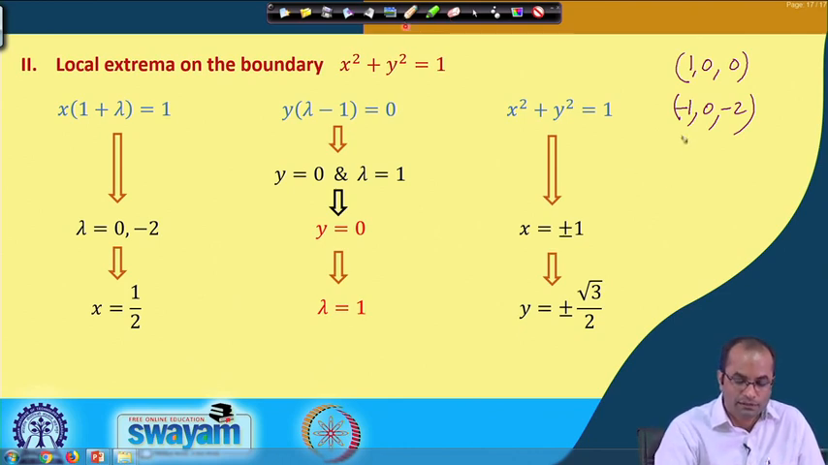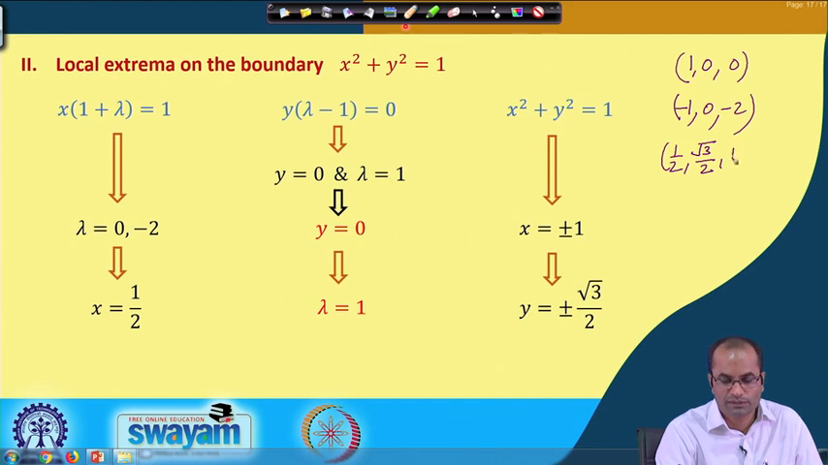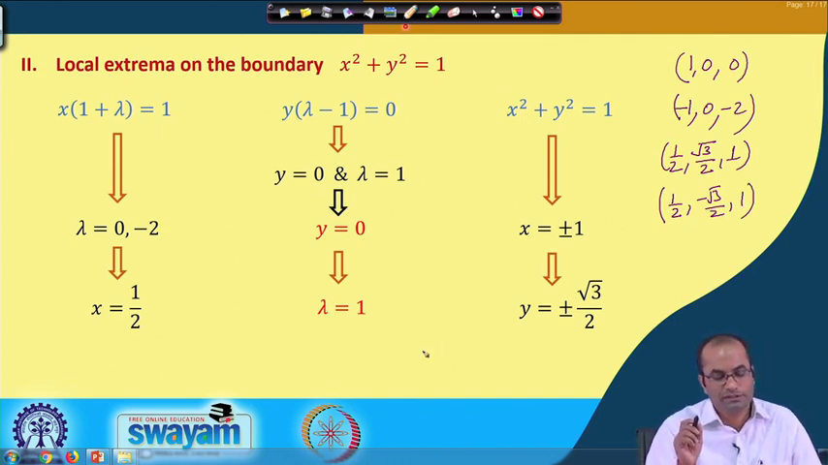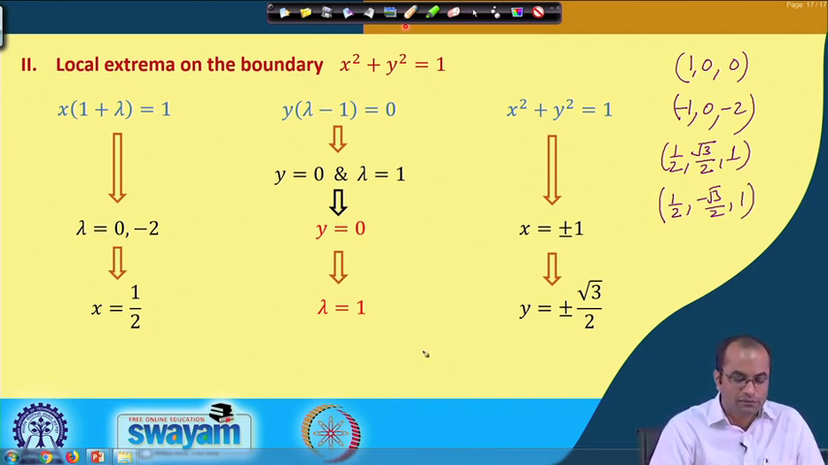So, our points are now x is half, and then y, let us take the plus 1 plus 3 by 2, lambda is 1. This is one point which satisfies all these three equations, and then we have x is 1 by 2, we have y is minus 3 by 2 and then we have 1 again here. This is another point which satisfies all these three equations, and these are all possibilities. We do not have any more possibilities which can satisfy all these equations.